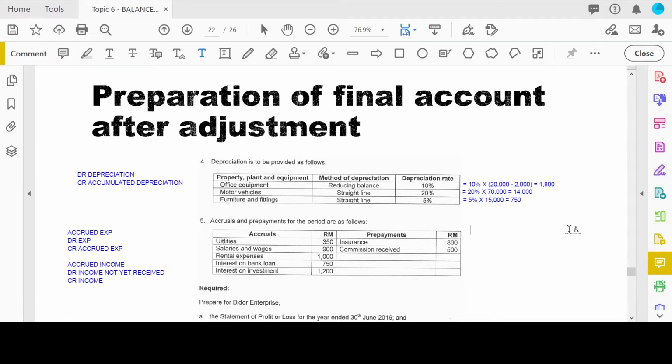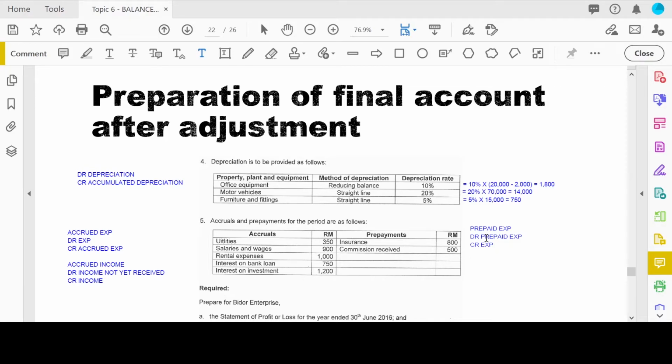Next, for prepayment or prepaid expense, you have overstated your revenue or expense for the year. So the adjustment would be to debit the prepaid expense account but to credit the expense account, because you have overstated your expense. So you are going to reduce that to the amount of expense that should be incurred for that year only.